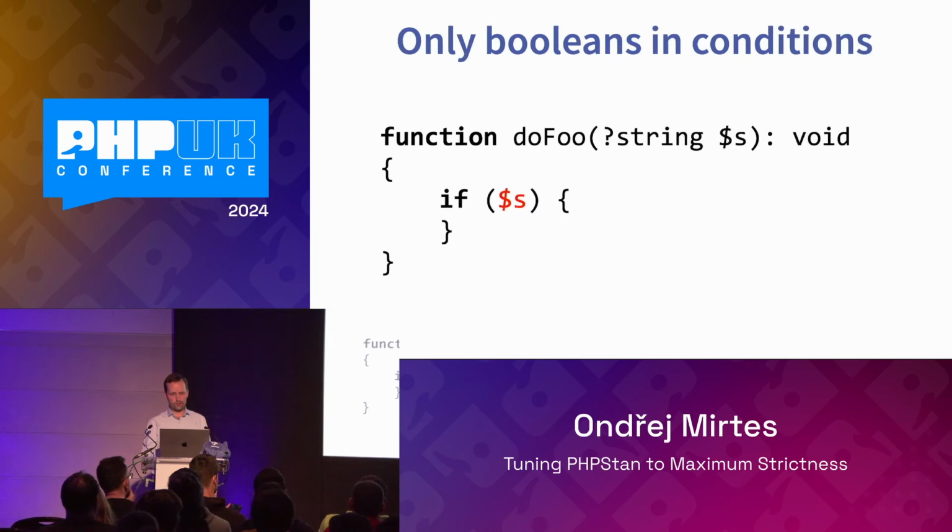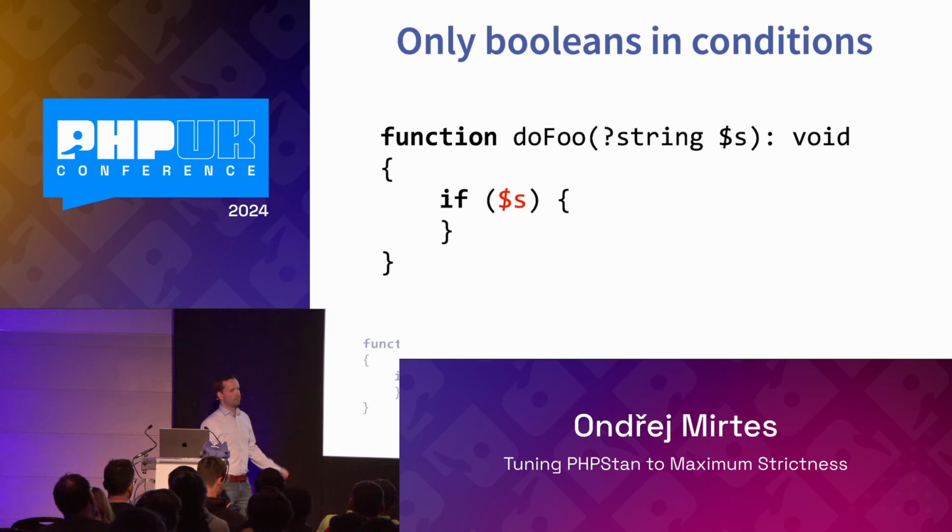For example, one of the rules is that you should only use booleans in your conditions. So let's look at this code. We are accepting a nullable string, and we are asking if $s. It might be valid code, but it's a little bit questionable because I have no idea what the developer that wrote this code meant by that. Did they want to eliminate just a null value? Did they also want to eliminate the empty string? I really have no idea if what I'm seeing was the intention or if we have a possible bug on our hands.